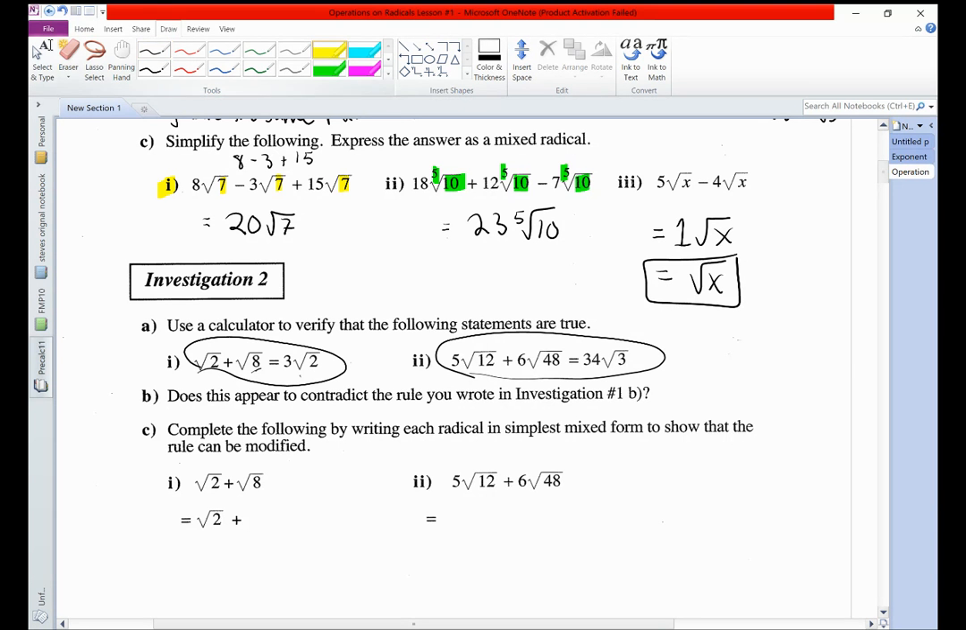So it says here, complete the following by writing each radical in simplest mixed form. And then you can add or subtract. So you can see here we have the square root of 2 plus the square root of 8. Definitely we don't have the same radicand. One's a 2 and one's an 8, but we can change that square root of 8 into 2 times 4, or let's do 4 times 2.